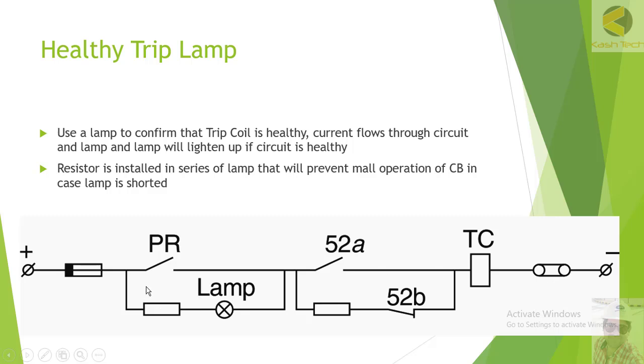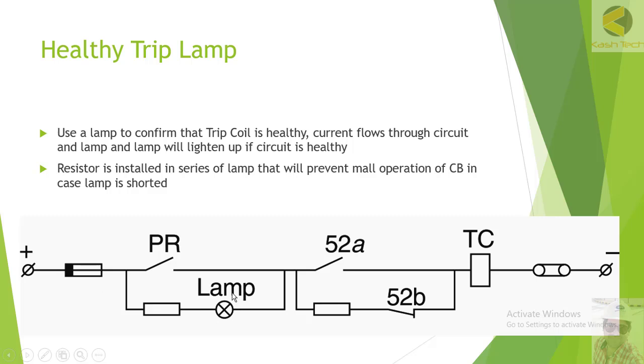So here you can see if for example the breaker is closed, 52A will be closed, and this contact, which is NO contact, will also be closed, and when there is a fault, the relay will operate and this contact, 52A, will be closed, and supply will reach the trip coil, and it will ultimately trip the breaker. So this is the simplified circuit. Now we will see how this lamp is working.